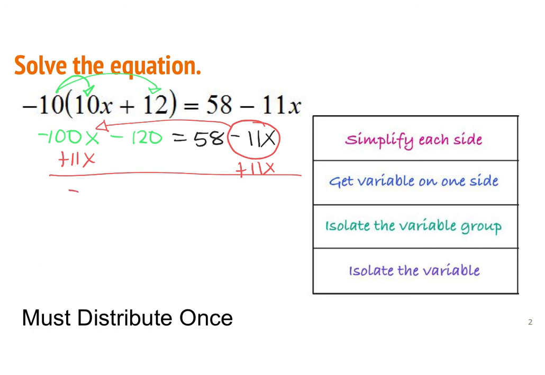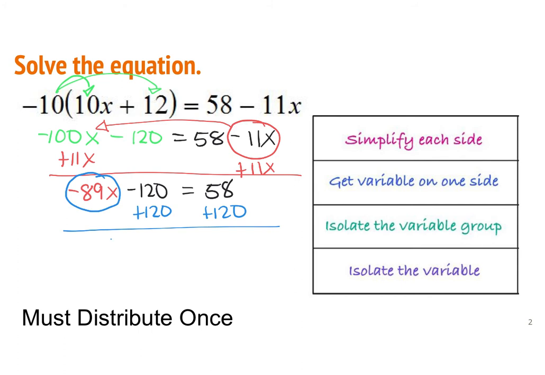So this gives me negative 89x minus 120 stays, 58 stays. Then I can isolate my variable group by adding 120. So a negative 89x is equal to 178. Then I can isolate the variable by dividing by negative 89. So x is equal to 2.